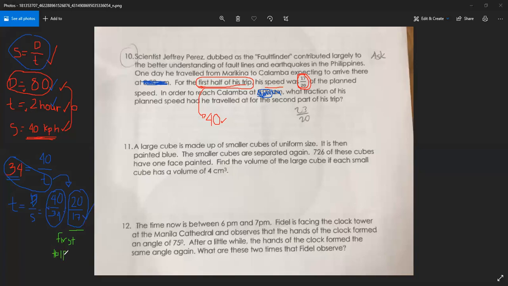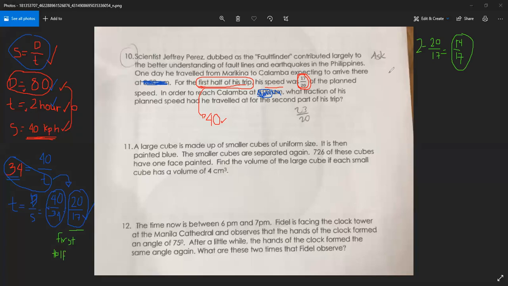So for us to identify the remaining time, that will be 2 minus 20 over 17. And 2 minus 20 over 17 will give us, wait a moment, 14 over 17. So this is the remaining time that he needs so that he will attain 2 hours. So he only has 14 over 17 hours. Okay? For the second half.